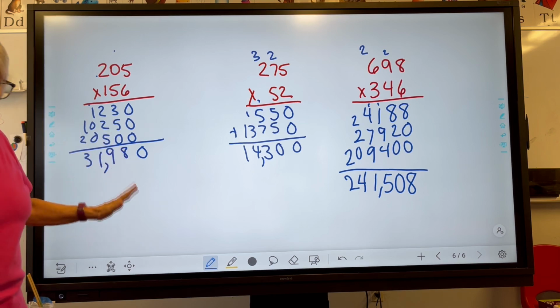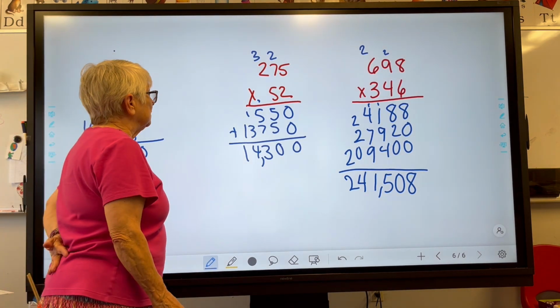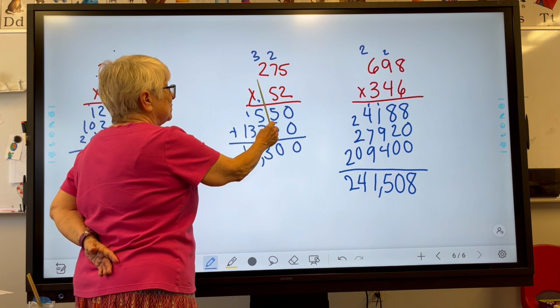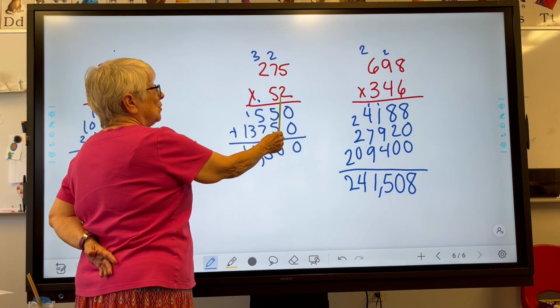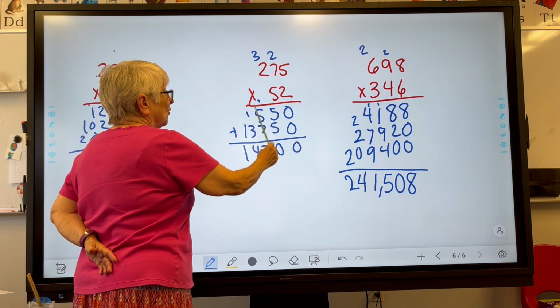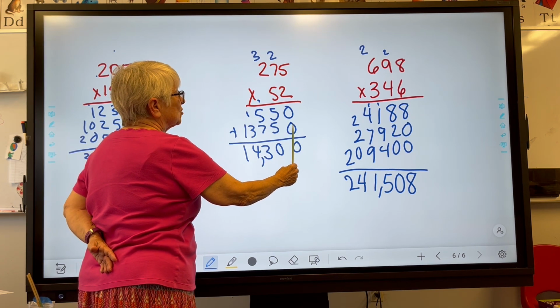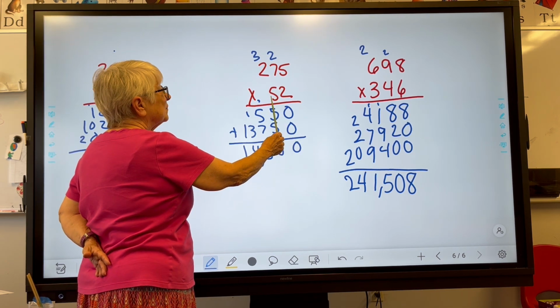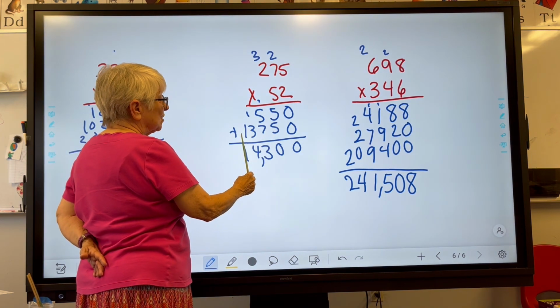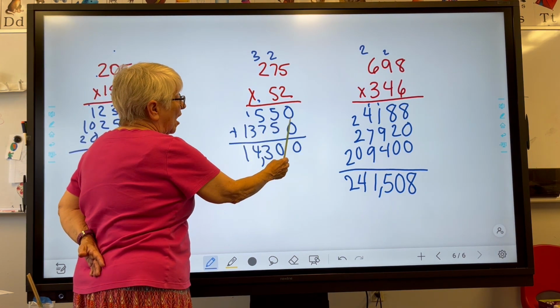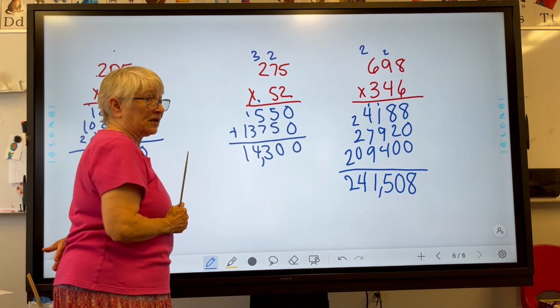This is how you multiply three-digit numbers. This is 3 digits times 2. So we multiply by the 2 first, that's the ones. Then we put a 0 for the ones place because we've already used the ones place. And we multiply by 5, which is 1,375 plus the 0 because that's a 50.